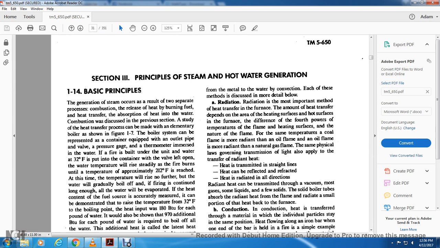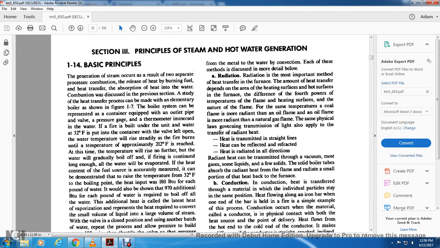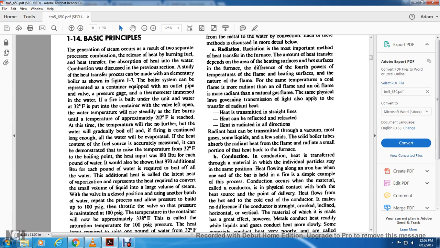At that point the temperature rises no further, the water gradually boils off, and the firing is continued long enough for all the water to evaporate. If the heat content of the fuel is accurately measured, it can be demonstrated that raising the temperature from 32 degrees Fahrenheit to boiling requires a heat input of 180 BTUs for each pound of water.